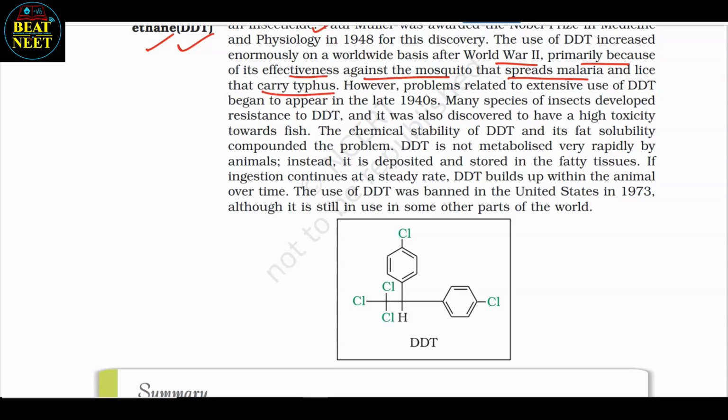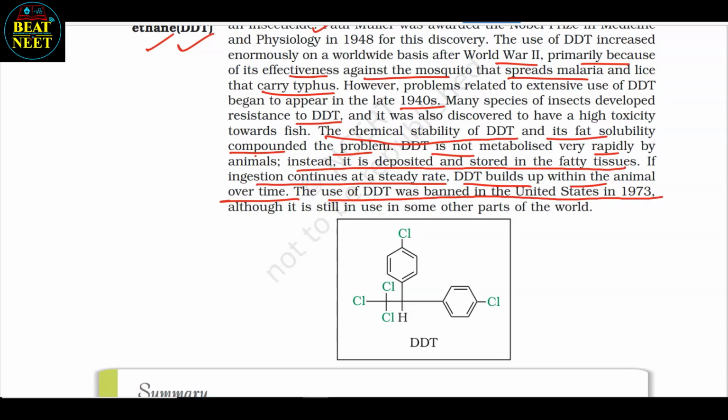However, problems related to extensive use of DDT began to appear in the late 1940s. Many species of insects developed resistance to DDT, and it was also discovered to have a high toxicity towards fish. The chemical stability of DDT and its fat solubility compounded the problem. DDT is not metabolized very rapidly by animals. Instead, it is deposited and stored in fatty tissues. If ingestion continues at a steady rate, DDT builds up within the animal over time. The use of DDT was banned in the United States in 1973, although it is still in use in some other parts of the world. Here you can see the structure of DDT.